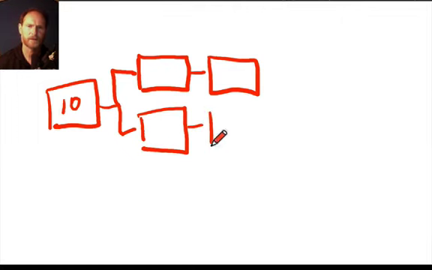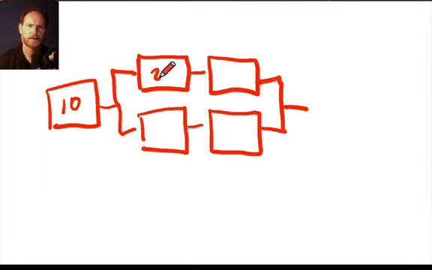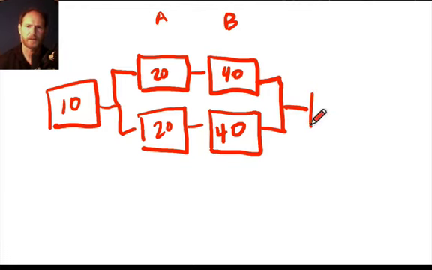So an item comes in and it goes one of two routes. It doesn't matter. Both are the same. So this is activity A in one of these two. This is activity B in one of these two. And then it goes out.